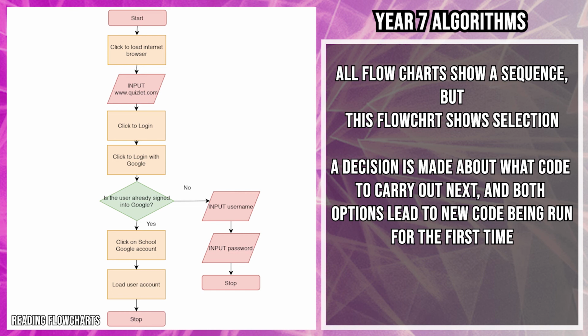In this second example, this flowchart in particular is showing selection. At the start of the flowchart, someone loads their internet browser and then they input the website they want to go on. They click to log in and log in with their Google account. If the user is already signed into Google, the next step of the flowchart tells them to click on their school Google account, and this loads and the flowchart ends. If the user isn't already signed into Google, then the different part of the flowchart is run, they're asked to input their username and password, and then the flowchart ends. This is different to the previous flowchart because in both sections, coming off of the decision, new code will be run. This is how you know that this flowchart shows selection and not iteration.